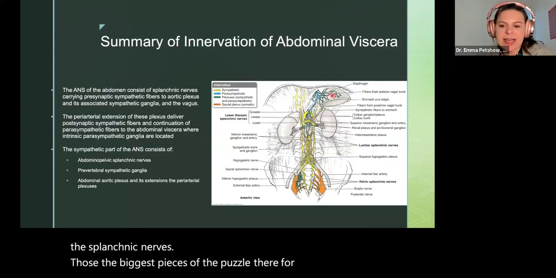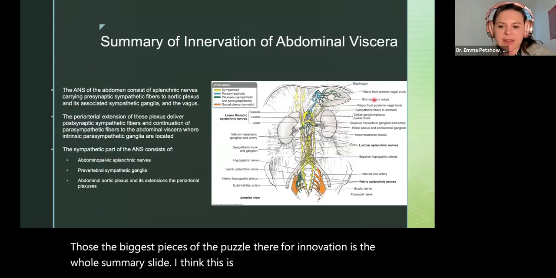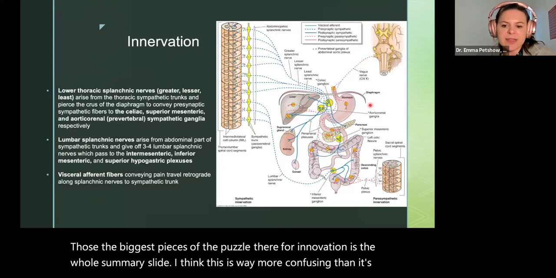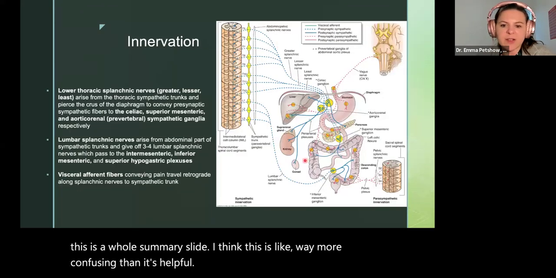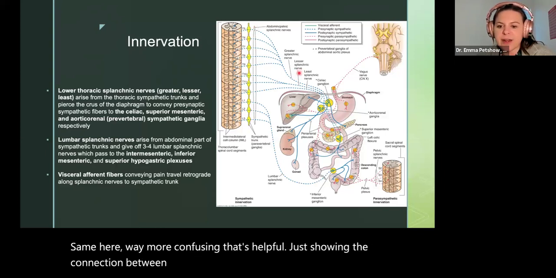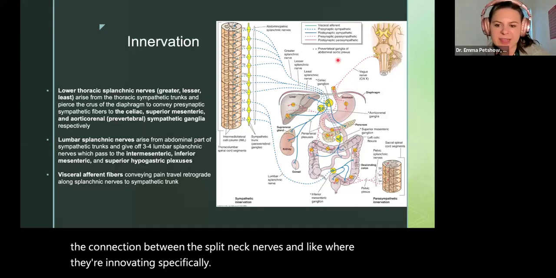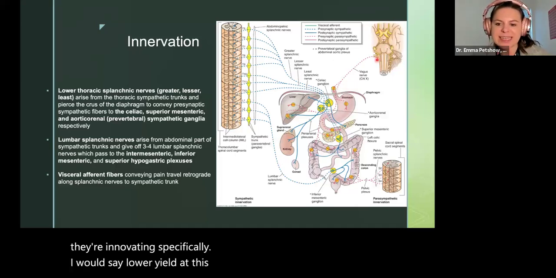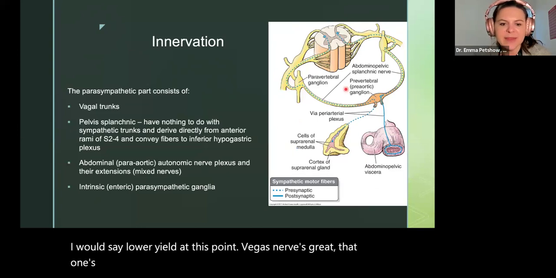This is the whole summary slide. I think this is like way more confusing than it's helpful. Same here, way more confusing than it's helpful. It's just showing the connection between the splanchnic nerves and like where they're innervating specifically. I would say lower yield at this point. Vagus nerve's great. That one's easy for parasympathetic innervation.